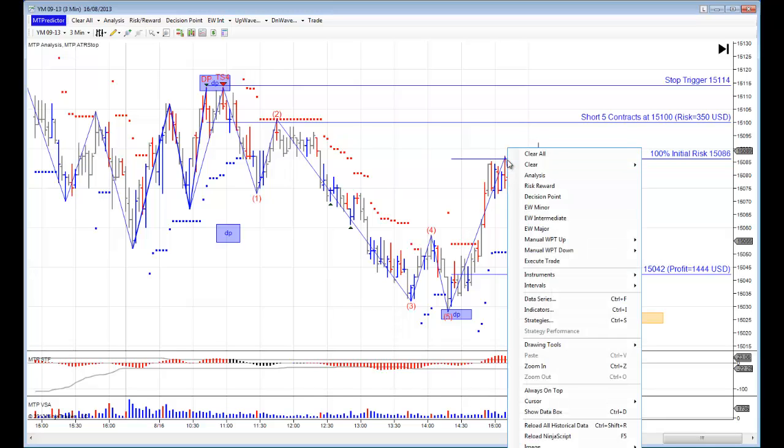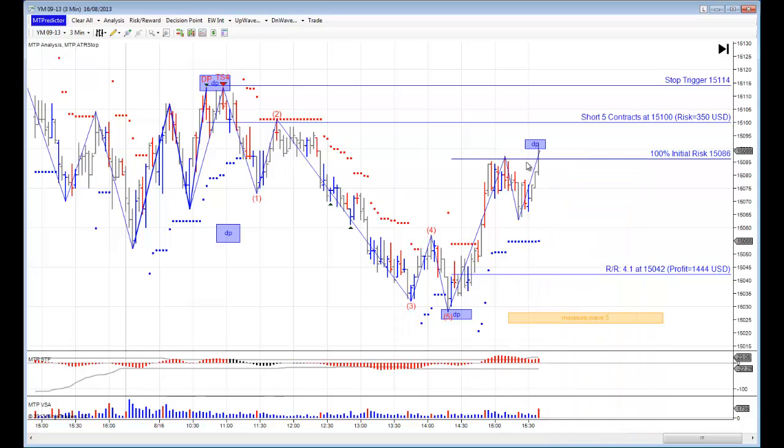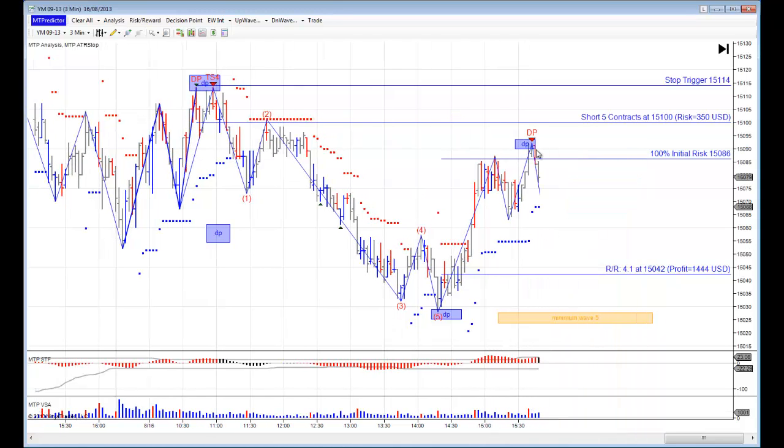If I place the DP off here, again that gives you the area of where reversals like to occur. The market went straight into that level, then reversed back down again, after that, with our VSA setup coming in on that first initial bar.